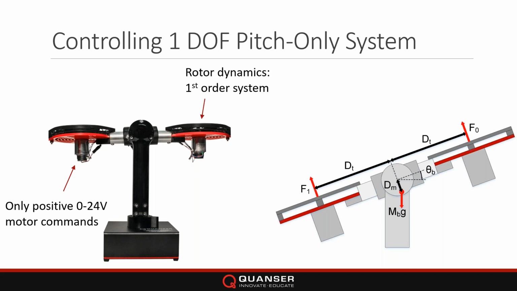Next is the rotor dynamics. Given that the rotor is being driven by a DC motor, you have a first order system there. And then the second system is the pitch. The pitch is what we want to control. The objective is to control the pitch with a reasonable settling time. And the pitch on its own is a second order system.